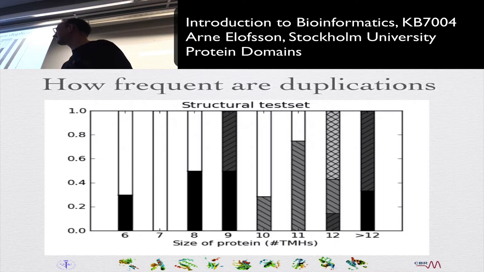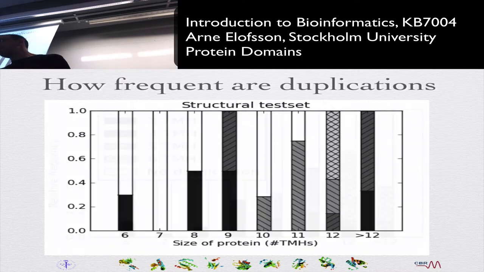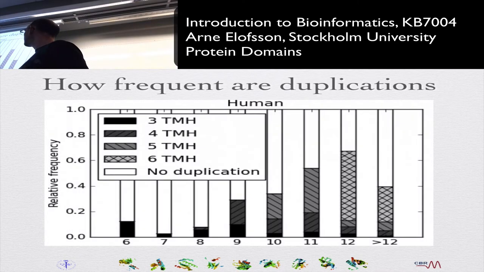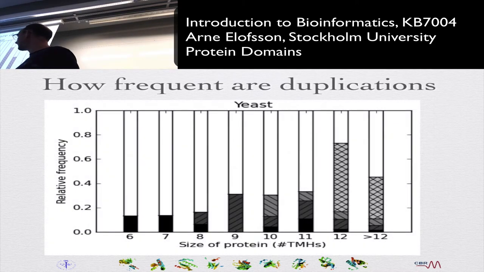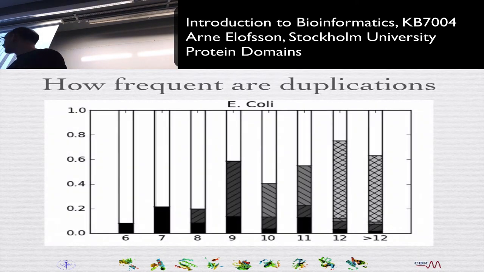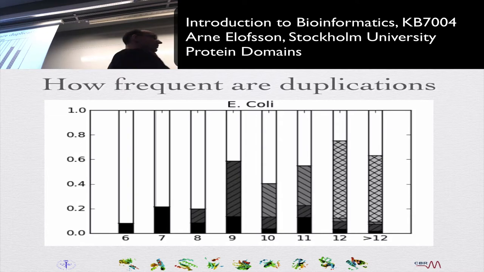If you have fewer than 6 transmembrane helices, there are also 2+2 duplications, but there are not so many, so we skip them. We did some predictions in different organisms, and we end up with slightly lower numbers, but it's still about 1/3 of the proteins. Yeast was maybe slightly less, I don't know if it was significant. And E. coli was even slightly higher, but these are predictions, so I don't know if there's any difference.